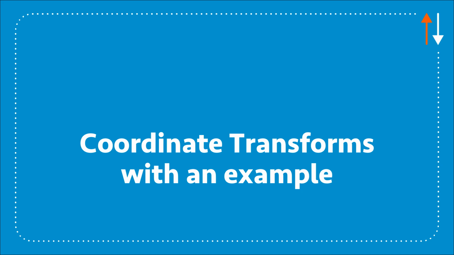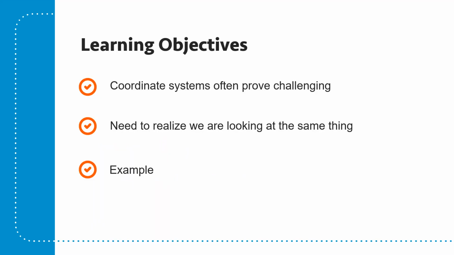I'm getting a lot of questions about coordinate transformations and the three types of coordinate systems that we have introduced so far in the course. This is pretty much lecture 6 in MIU 100. And what I thought to do is a quick overview of the coordinate systems, recognizing that they often prove challenging, and trying to emphasize the fact that we are looking at the same thing. And finally, to go through a relatively simple example.